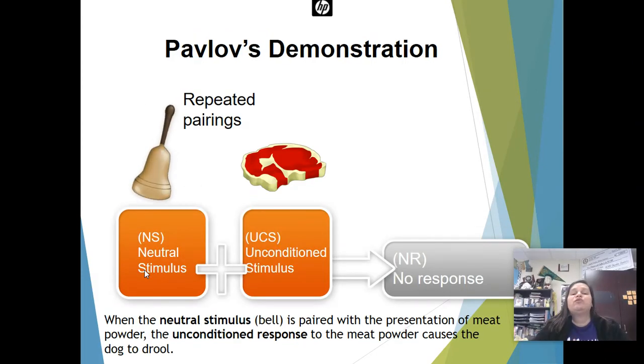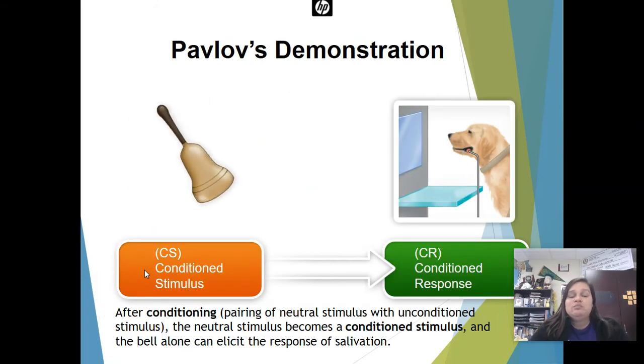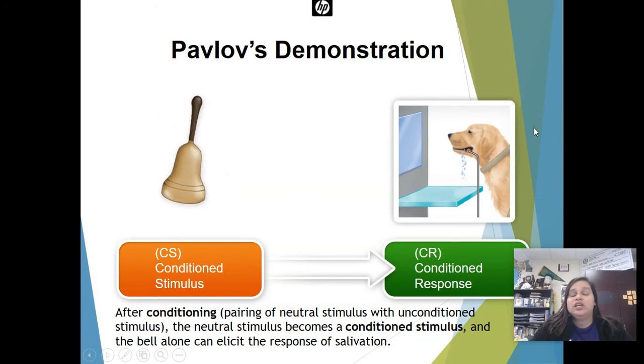So by repeatedly pairing them, initially the bell would not do anything, but by pairing the bell with the food over and over, the dog started to salivate, till eventually the bell changes from a neutral stimulus to a conditioned stimulus. So now it's a learned stimulus, and it's triggering a learned response. The dog is not just salivating. We'll say that the dog is salivating to the bell. It's not salivating to food and the bell. It's only salivating to the bell. So now we have a new conditioned response, a CR, this new response of salivating to a bell without the presence of food.